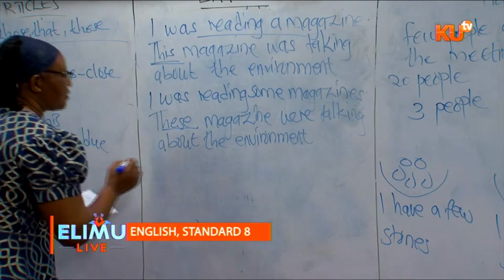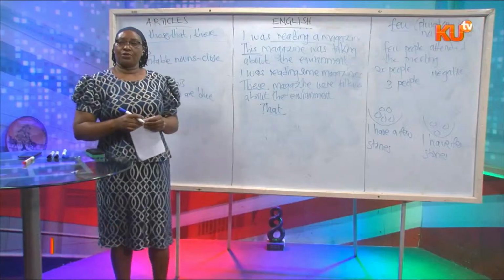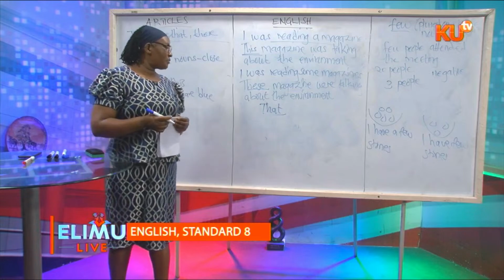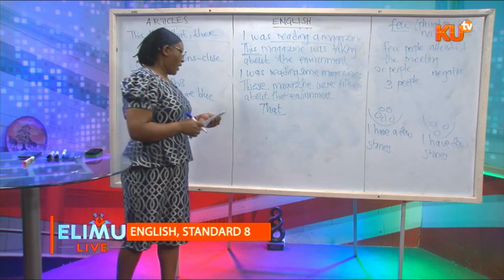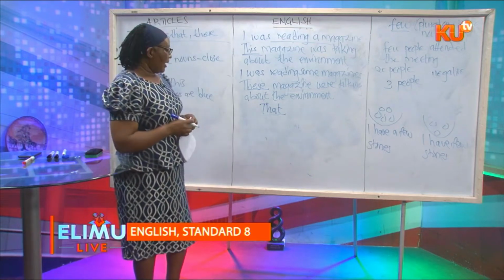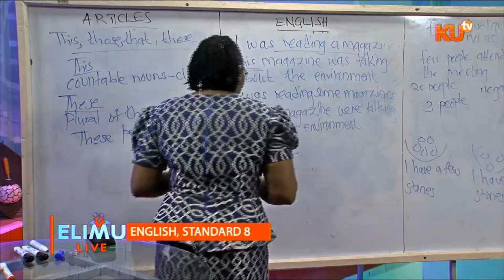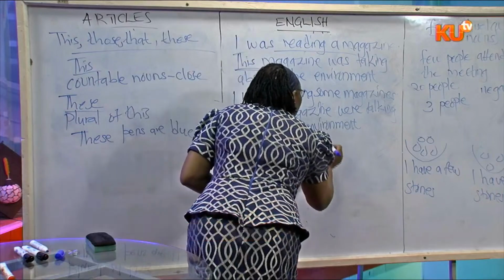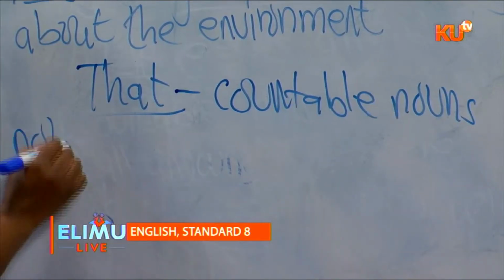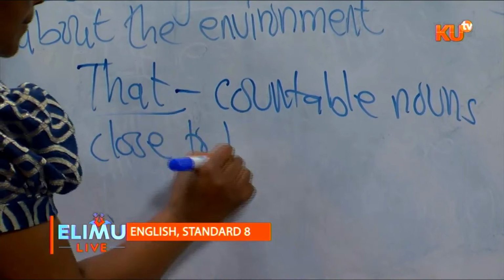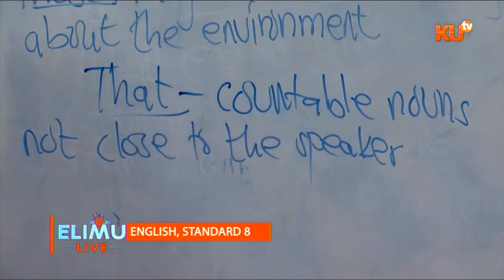Now then we have the word that, determiner that. Now as we use the word this to talk about items which are close to the speaker, we use the word that to talk about items which are far from the speaker, items that are not even seen. So we talk about countable nouns still. Countable nouns not close to the speaker. Okay.